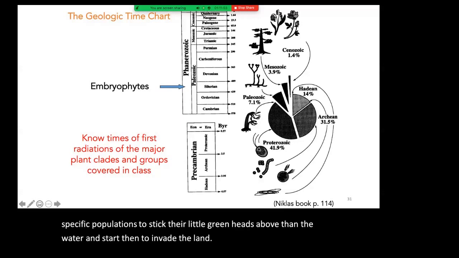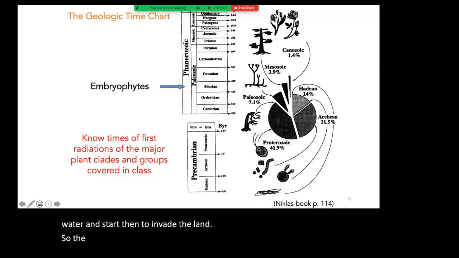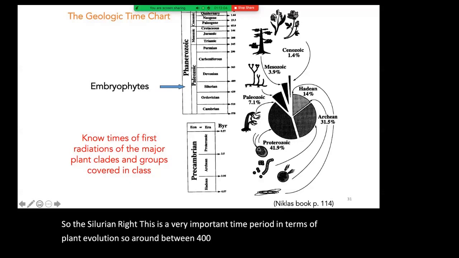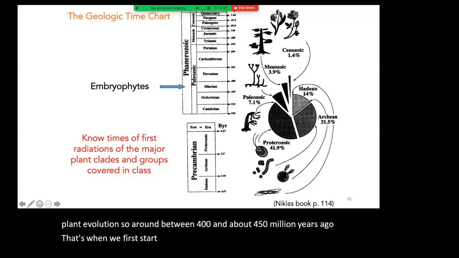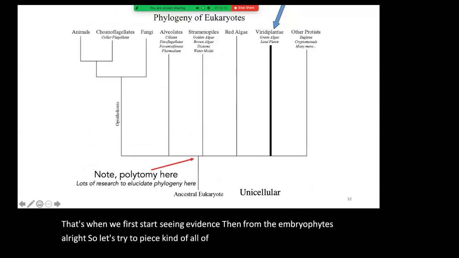Okay, so the Silurian, right? This is a very important time period in terms of plant evolution. Okay, so between 400 and about 450 million years ago, that's when we first start seeing evidence from the embryophytes. All right, so let's try to piece all of this together.